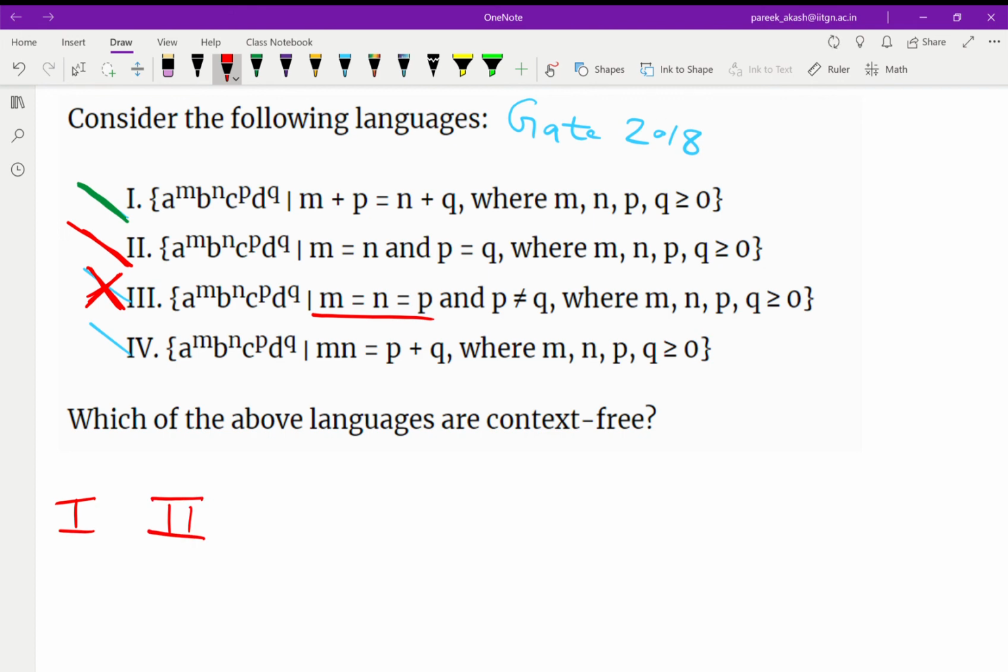And again in 4 we see that we have a multiplication operation and a plus operation. We can do plus and minus using a stack, but we cannot do the multiplication operation using a stack the way we are defining it. So number 4 will also not be a context free language. So there are only 2 context free languages, which are 1 and 2.